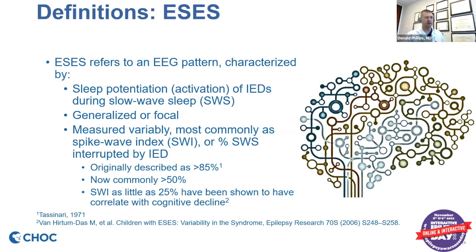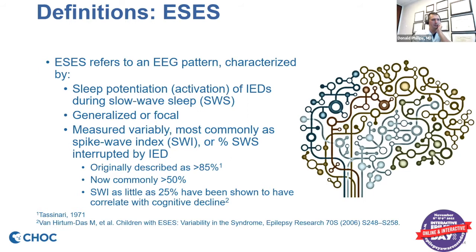The measurement's tricky. It's most commonly measured as spike wave index, or the percentage of slow wave sleep that is interrupted by epileptiform discharges. Originally described back in Landau-Kleffner's time as greater than 85%. Now more commonly in research papers it is greater than 50%. And spike wave indices as little as 25% have been shown to correlate with cognitive decline in certain situations.